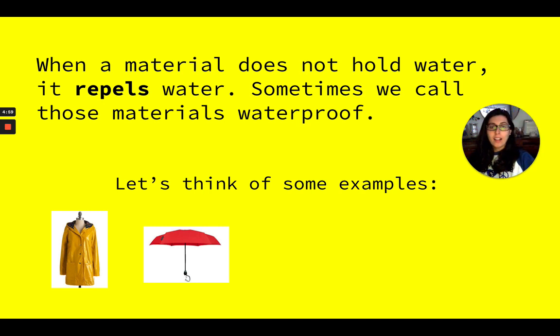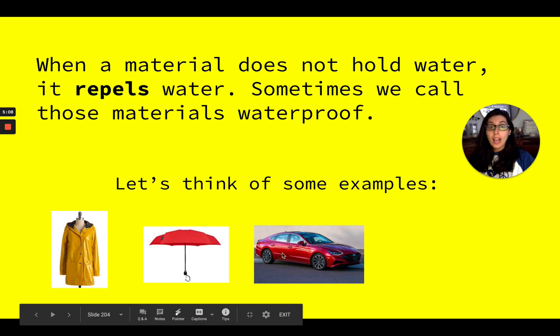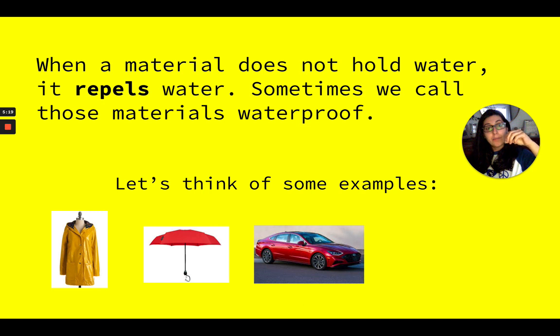Yeah, an umbrella is built with the purpose of repelling water to keep you dry in the rain. A car, the outside of a car, the body of a car is built to repel water. Have you ever looked at a car after it's rained and you see little beads of water on it? That's because the water, the liquid, did not absorb into the car itself. Instead, it drips off.